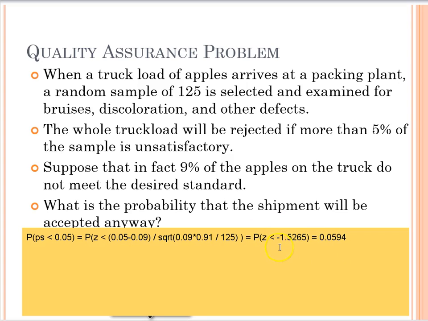We can get from this then our probability. Again, you just get this from your z-table or your z-calculator, and that's going to be a probability of 0.0594.